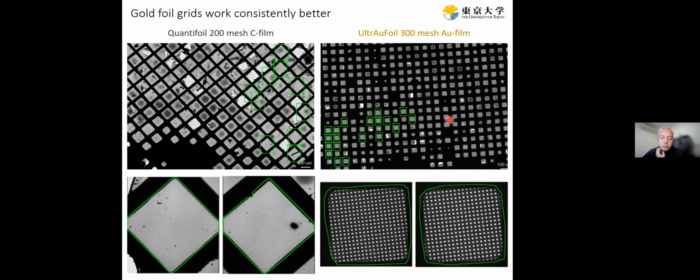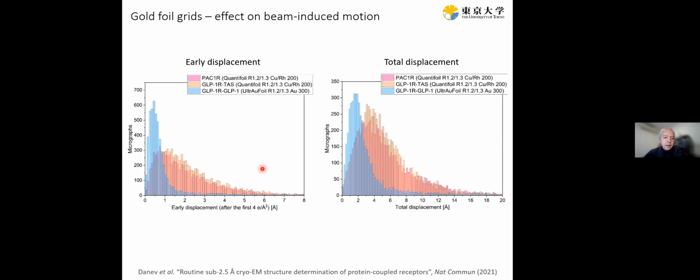Now, it's more difficult to judge the ice thickness on the gold grid because of the high contrast of the support film. But trust me, the ice thickness distribution is much more uniform, and we get many more squares with a thin, uniform thickness, which is very important when collecting the data. The ice thickness and the particle distribution are the most important factors. These are histogram plots of the beam-induced motion.